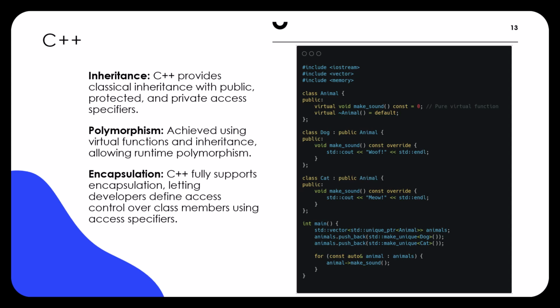C++ offers the classic object-oriented model with inheritance, polymorphism, and encapsulation. It supports access specifiers, virtual functions, and allows full-fledged runtime polymorphism, which can make complex data models straightforward to implement. For those who prefer traditional OOP, C++ has the advantage.